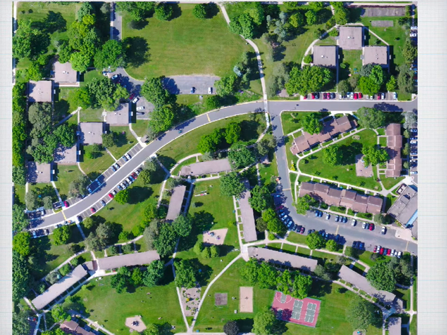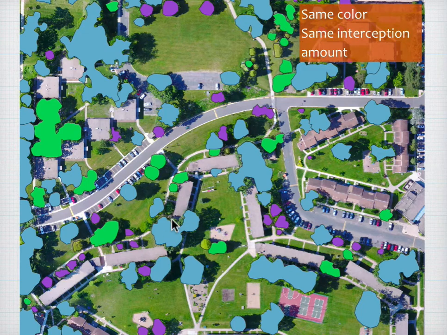So we'll be mapping across the landscape, digitizing the canopy. And we'll be digitizing the canopy by different categories, height categories and species categories.